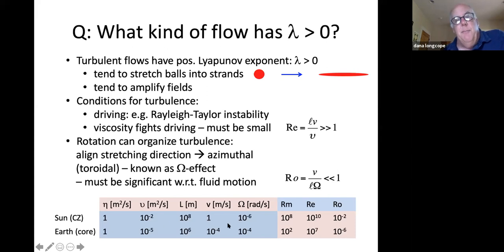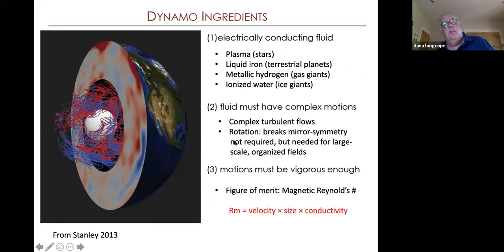And here are some examples of those values for the sun and the earth. And we can see in all cases, it works. We have a magnetic Reynolds number, which is not so huge for the earth and is truly huge for the sun, etc. The Rossby number for the sun, we'll get back to this, is kind of not as small as you might want. And we'll get back to that as well. So that's really how our 3 ingredients work.